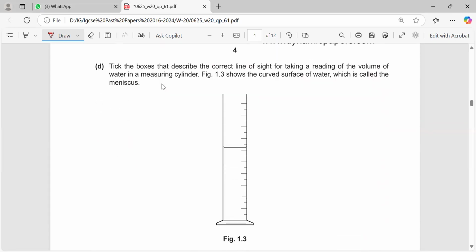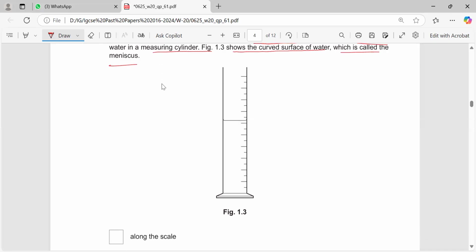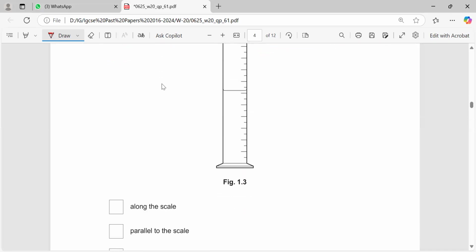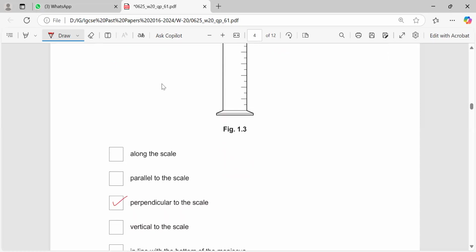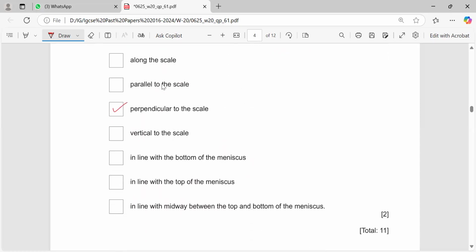The student ticks the boxes that describe the correct line of sight for taking the reading of the volume of water in the measuring cylinder. Figure 1.3 shows the curved surface of the water, which is called the meniscus. Which is called what? The meniscus. And we know two things we are always checking, that eyesight should be perpendicular to the scale, 90 degrees, and in line with the bottom of the meniscus.